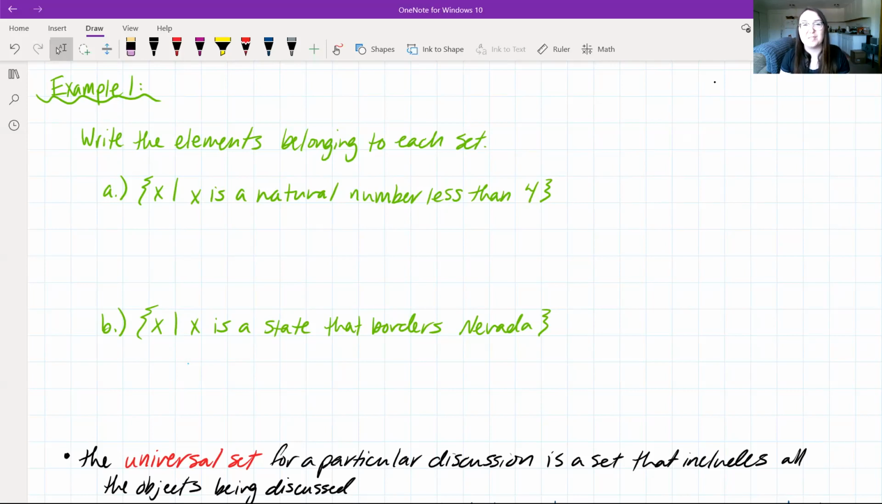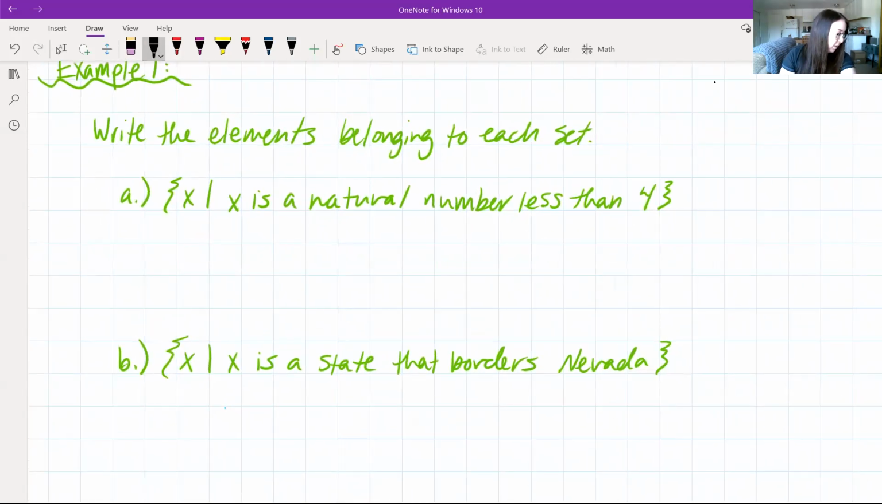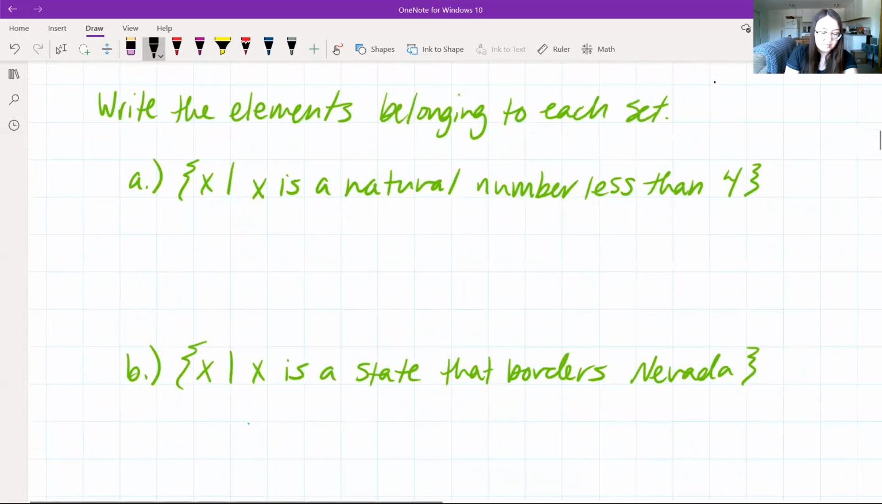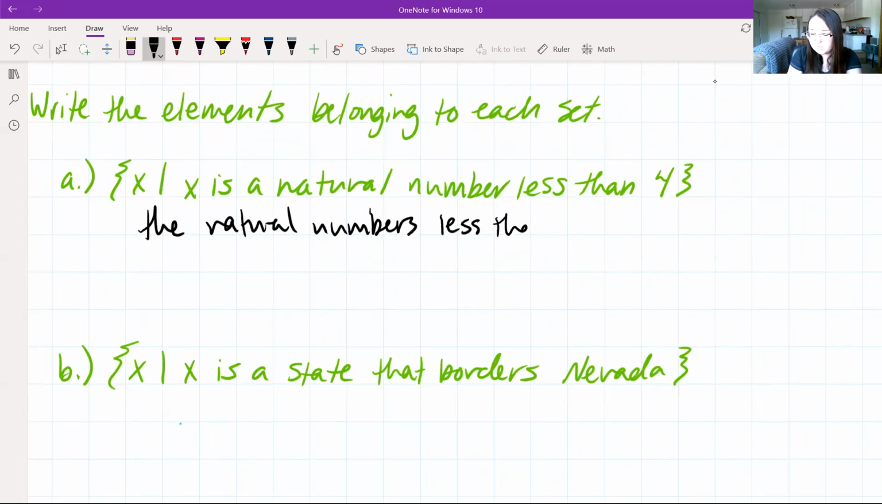I forgot to add the positive part. So positive numbers less than 4, not 0. So if we want to just write the elements that are going to be in this set, we see that the natural numbers less than 4 are 3, 2, and 1.